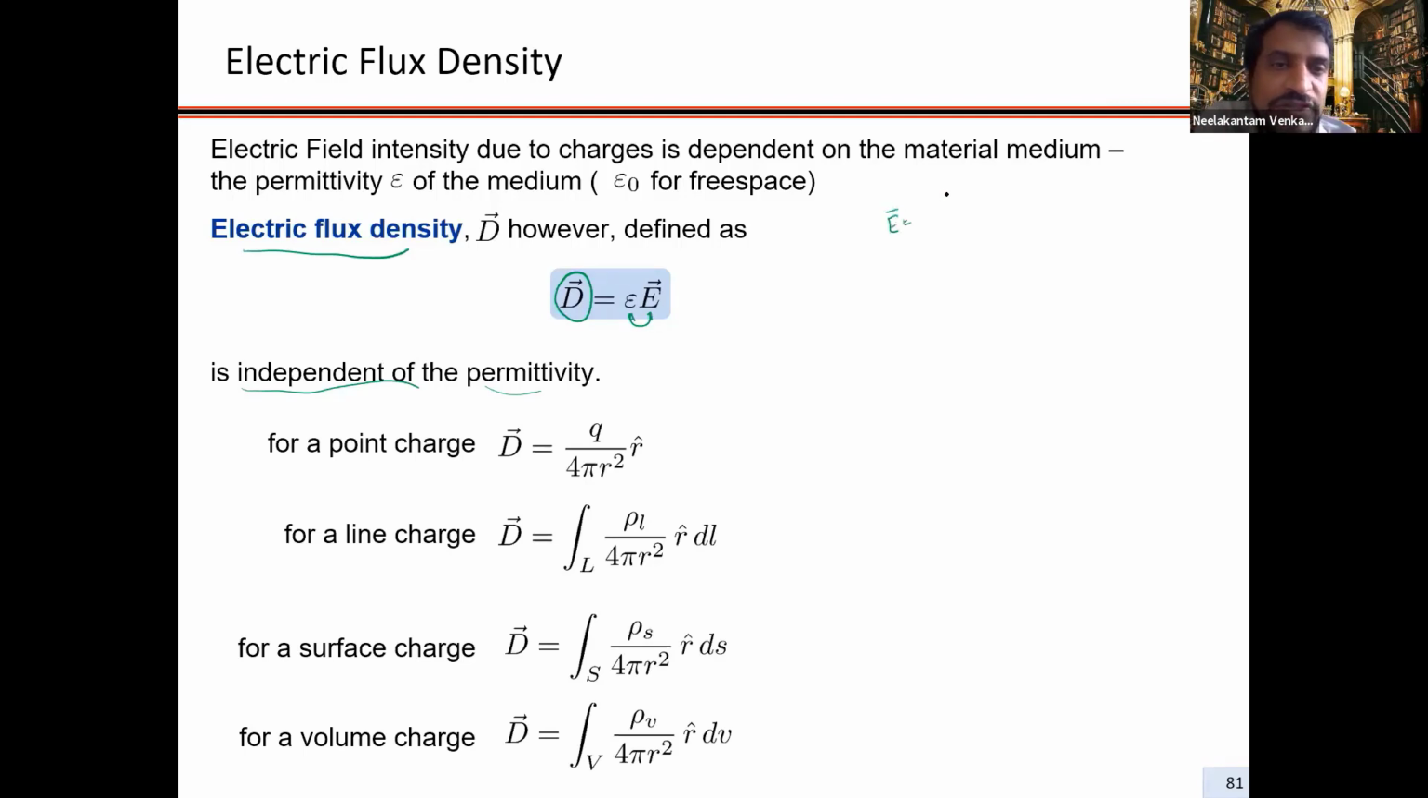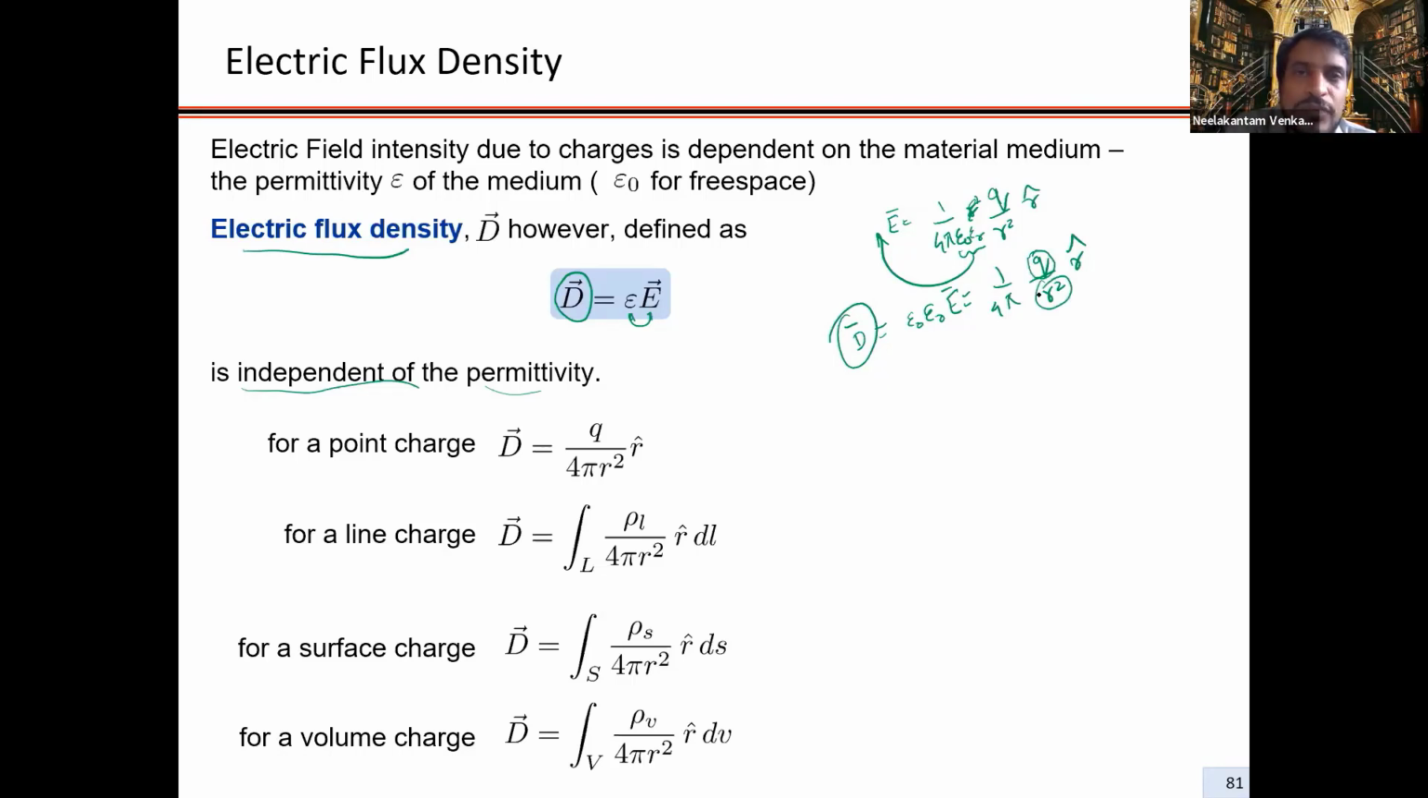So you know that E is 1 over 4 pi epsilon naught epsilon R, Q over R squared in the R hat direction. If I were to multiply this and bring it over here, epsilon naught epsilon R times E is nothing but 1 over 4 pi, Q over R squared in the R hat direction. And this is what I'm going to define as D. So it's only dependent on the charge and its location. So electric flux density has that advantage. That's why people define either the electric field or the electric flux density.